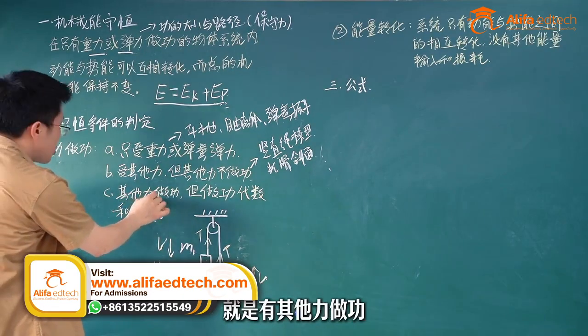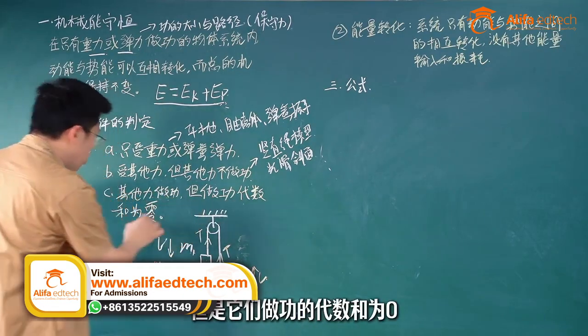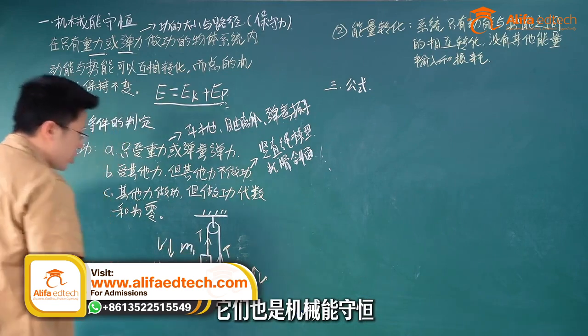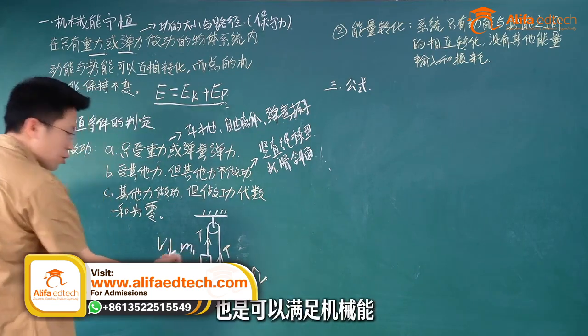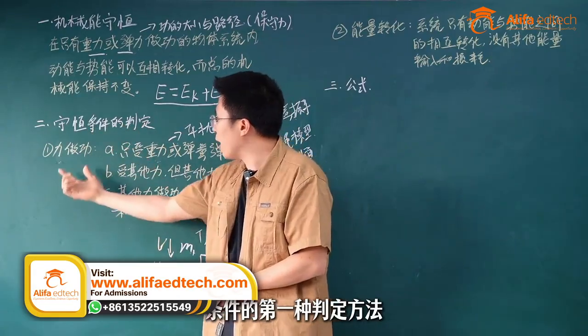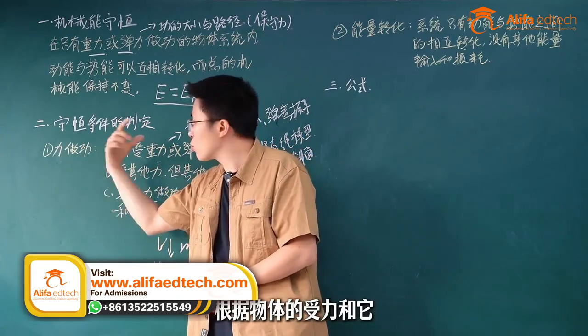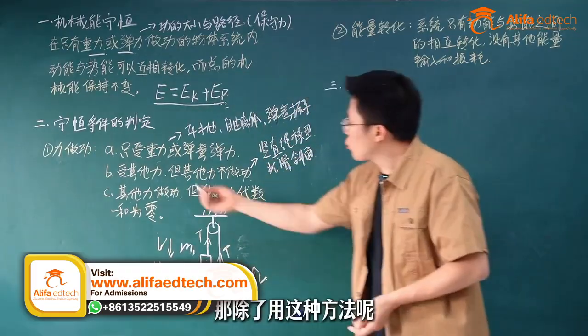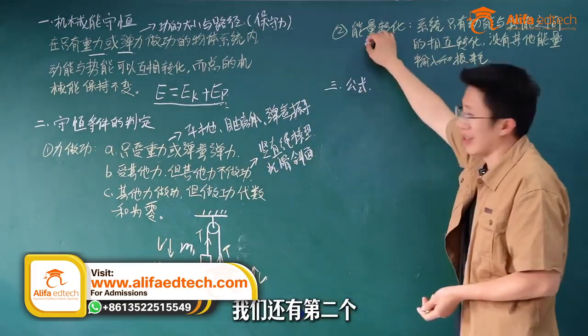There are other forces doing work, but the algebraic sum of their work is zero, which also means mechanical energy is conserved. This is also a condition that can satisfy the conservation of mechanical energy. Okay, so this is the first method for determining whether mechanical energy is conserved. We judge based on the forces acting on the object and the work they do.